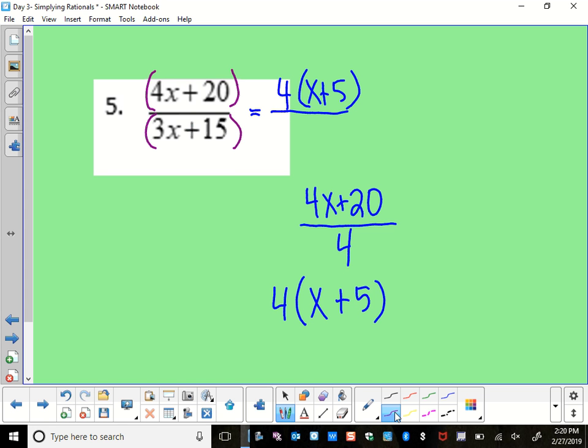Alright, then I have 3x plus 15. What's my GCF? 3. I pull my GCF out and then I divide. 3x divided by 3 is x. 15 divided by 3 is 5. So that goes on the bottom.